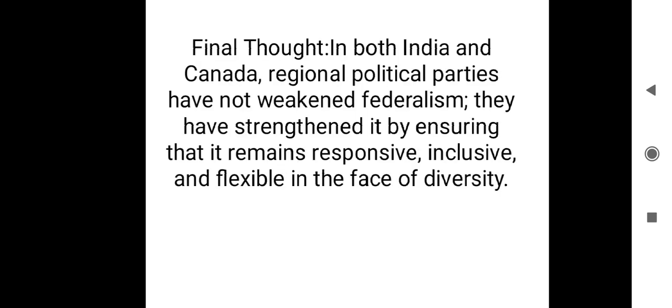Then I will conclude my topic with the final thought, and it goes like this: in both India and Canada, regional political parties have not weakened federalism. They have strengthened it by ensuring that it remains responsive, inclusive, and flexible in the face of diversity.